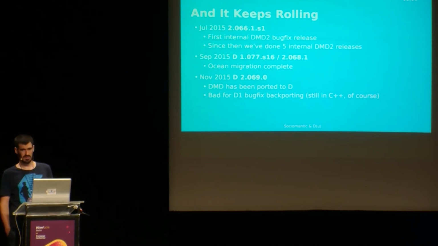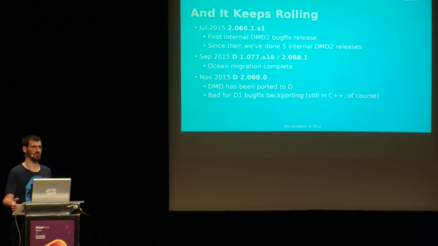And we continue with this migration process. In July 2015, we have the first DMD2 bug fix release internal. We still find bugs in the compiler, and we still can't wait for these bugs to be released. And also when they are released, a lot of the time they are released in a new version that introduces more changes, so we can't really use it. So since then, we've done 5 internal releases of DMD2, on top of the other 17 from D1.